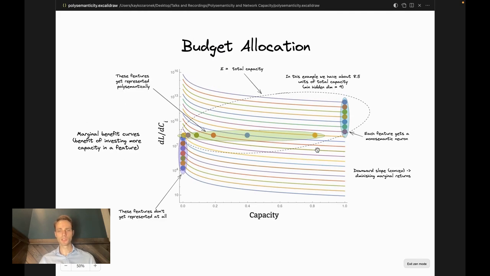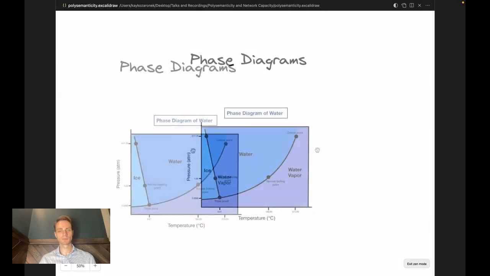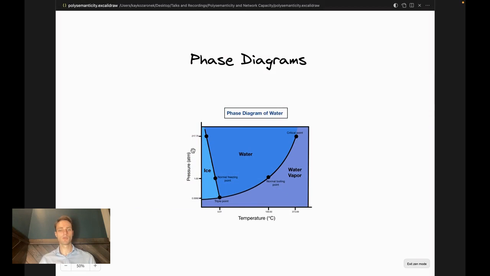The authors take the insights from this plot and try to visualize it in a different way, relating the feature sparsity and feature importance to how much capacity gets allocated. To understand this better, we will have to look at phase diagrams. Here's a simple example of a phase diagram of water. On the x-axis, we have the temperature in Celsius, and on the y-axis, we have atmospheric pressure. So as you can see here, there are basically 3 regimes. We have water in its liquid form, we have ice in its solid form, and we have water vapor in its gas form.